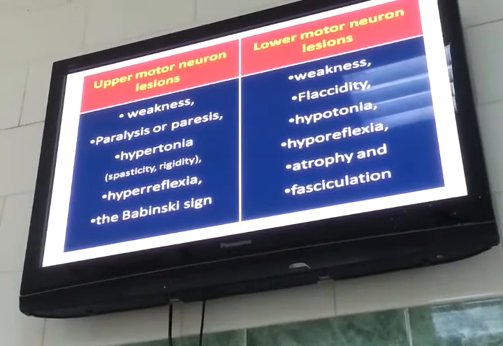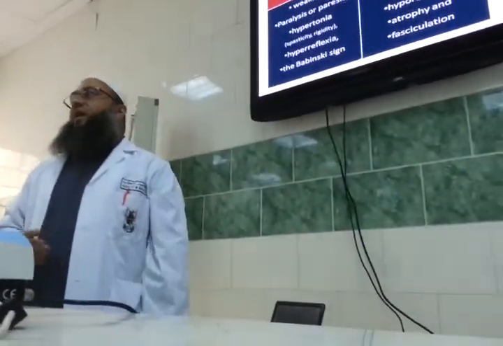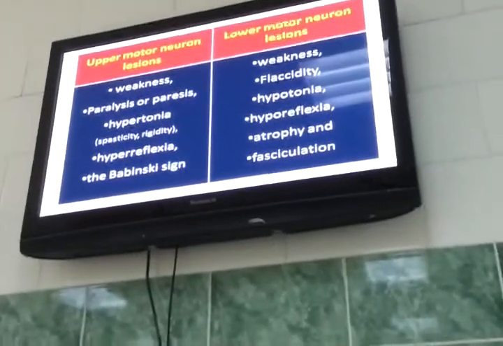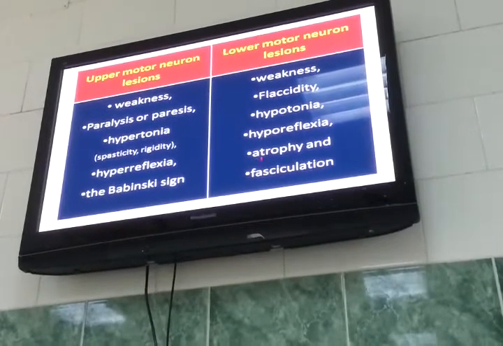There is a hyperreflexia. Hyperreflexia means accelerated reflexes. When you tap a tendon of any joint, what happens? There is a hyperreflexia. But here, hypo: you cannot have a reflex, or there is a very minimal reflex.